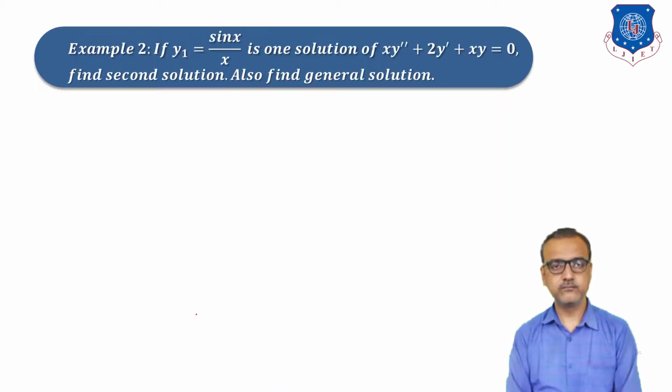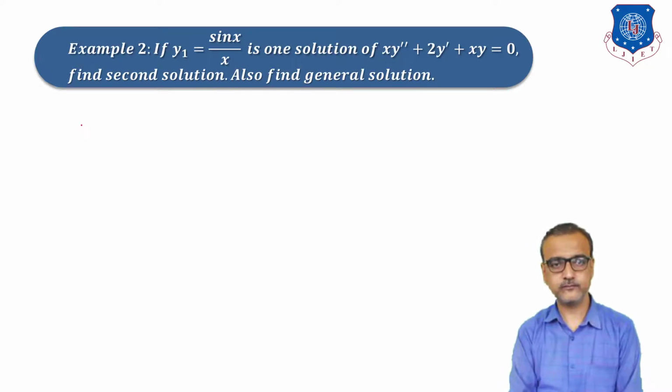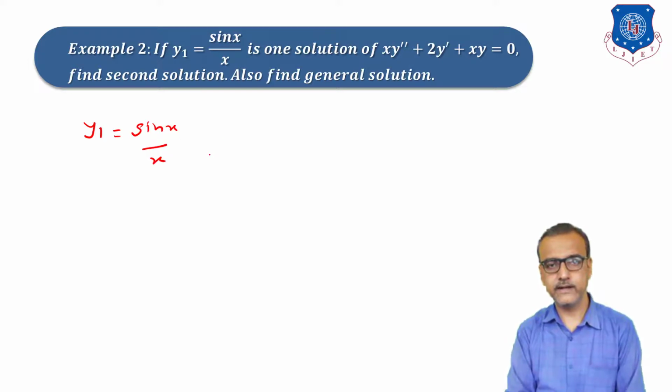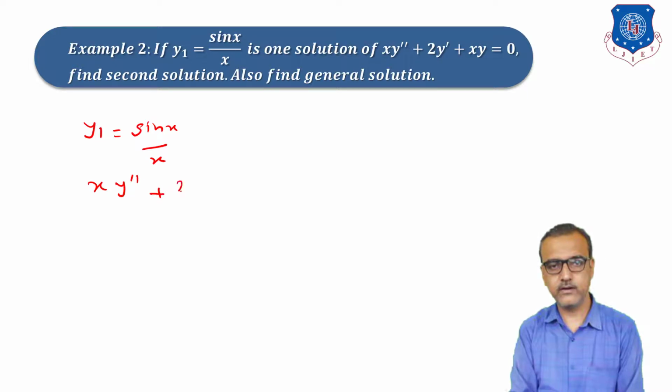Now we will see example number 2. If y1 equals sin x upon x is one solution of x y double dash plus 2y dash plus xy equals to 0, find the second solution. Also find the general solution. Here one solution is given to us, and that is y1 equals sin x upon x. And the given differential equation is x y double dash plus 2y dash plus xy equals to 0.